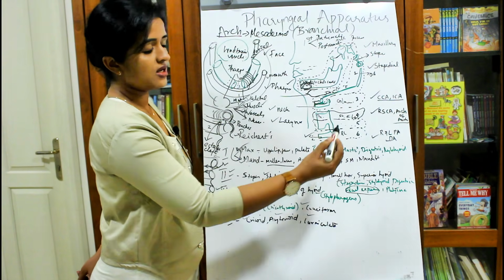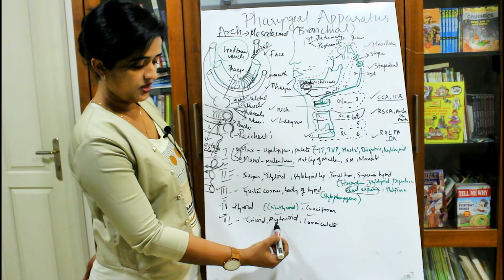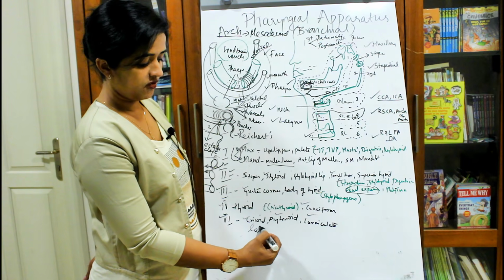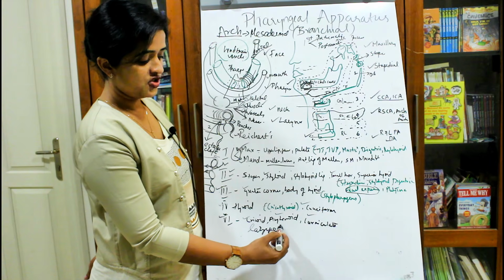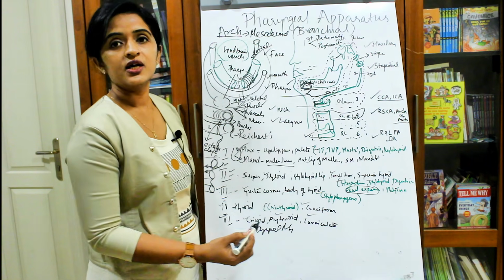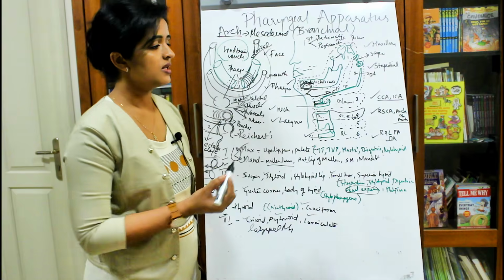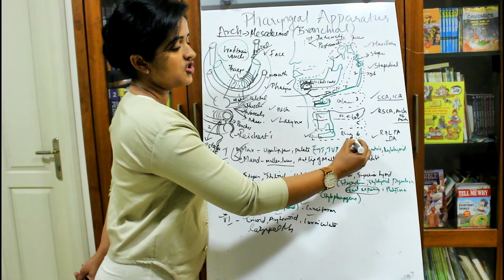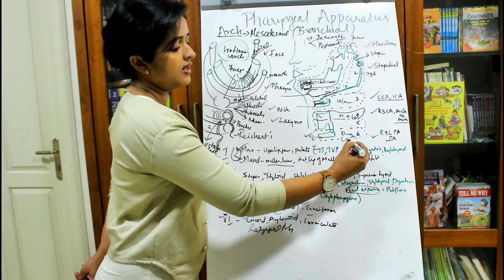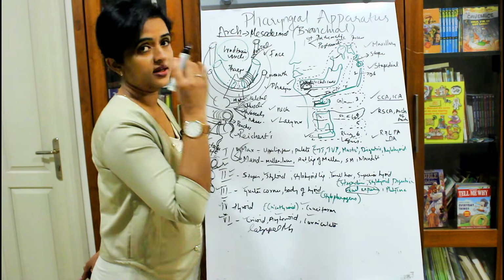And what about the sixth arch? You can see the muscles of the sixth arch are the laryngeal muscles. So which is the nerve supplying all the intrinsic muscles of the larynx? That is the recurrent laryngeal nerve. The recurrent laryngeal nerve, again, is a branch of the vagus.